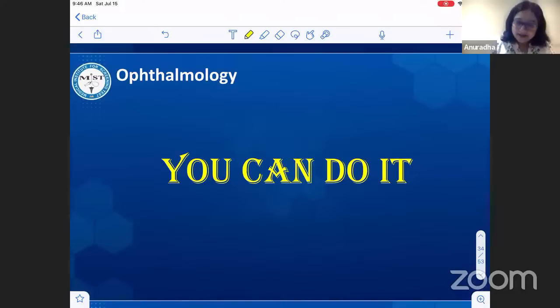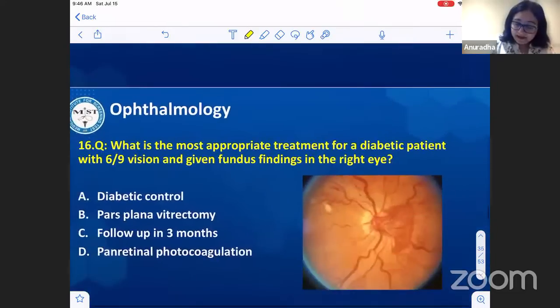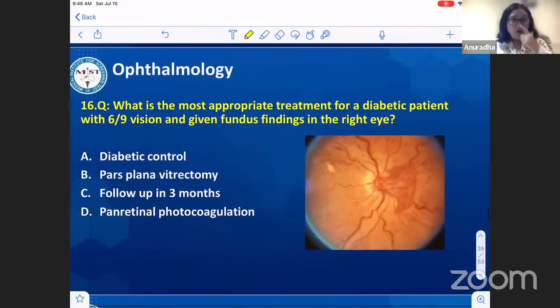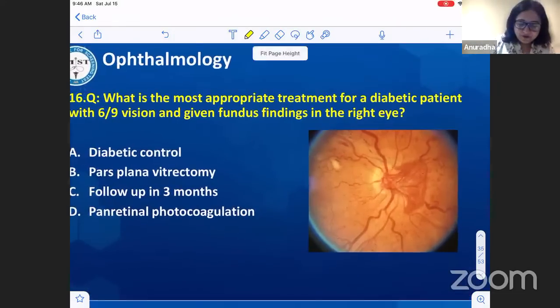Perfect. Going ahead with the rest of the questions, let's move. Every day in the mirror from now onwards, stand once and tell yourself, I can do it. And on the exam day, you will surely do it. Okay, friends? Right. Moving on to the next question.